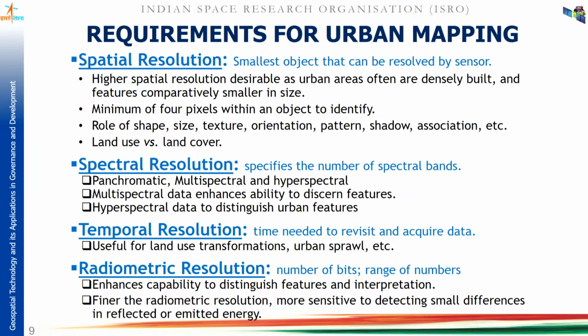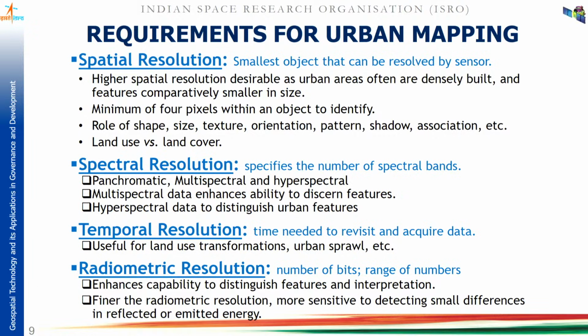And last is the radiometric resolution, that is the number of bits or the range of numbers that are generated by the sensors. So if the radiometric resolution is high, it is 12 bit or 16 bit, then we can identify more shades of gray and better distinguish the features. But if the resolution is low, then we cannot detect the small differences.